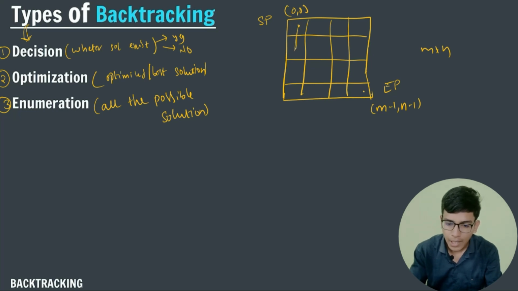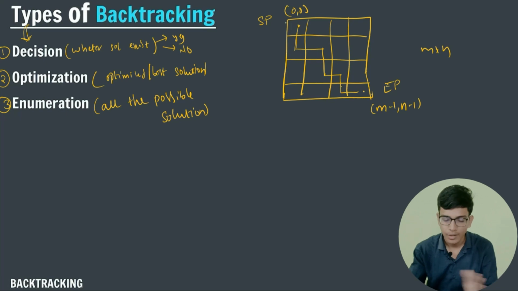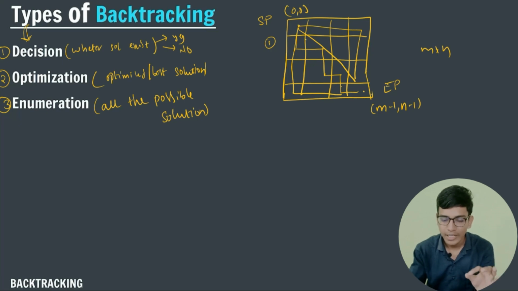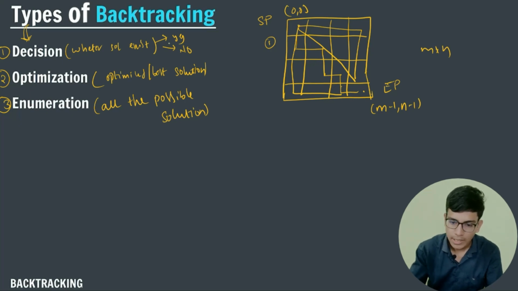So this can be a path. Let us consider this is our first path. I can go up, down, left, and again right. So this will be my first path. After that I can go like this also, and like this also, from here to here. This looks kind of messy, but you got the point, right?